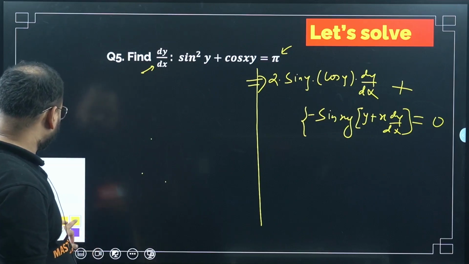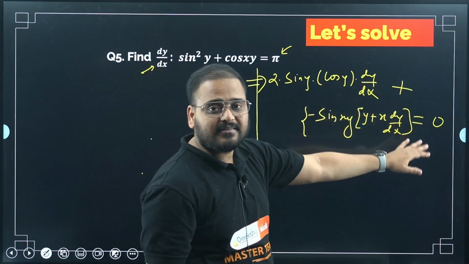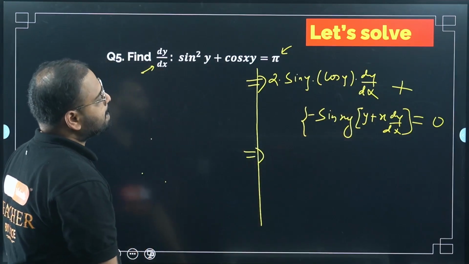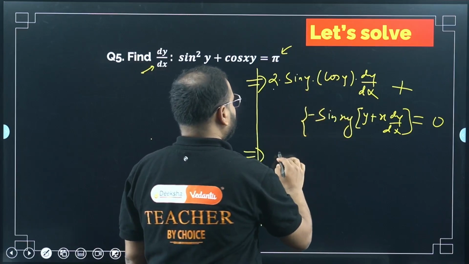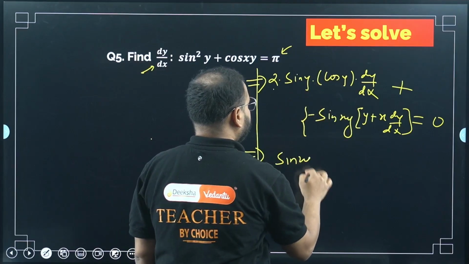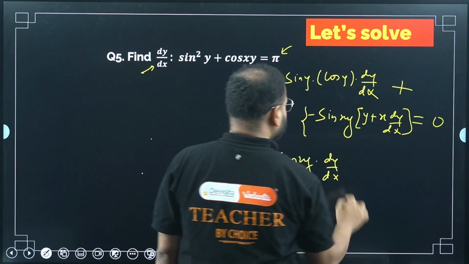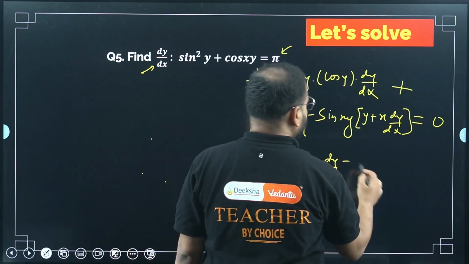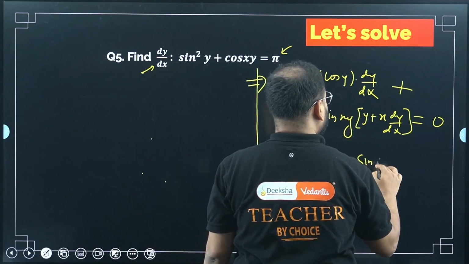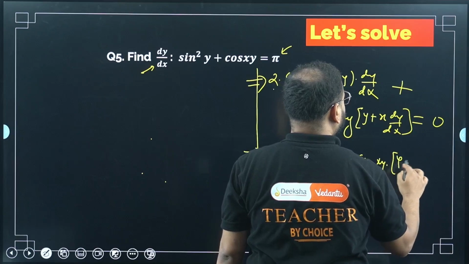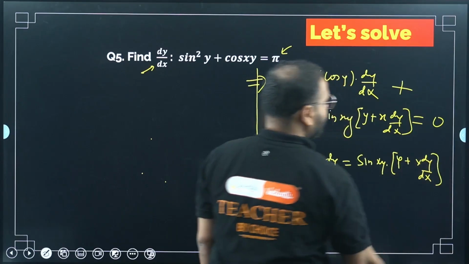Okay. Let's move on. Next step. So the negative part, I can move it on the other side. Okay, how will that look like? It will simply be 2 sine y cos y, which is what? Sine 2y. This is simply dy by dx. dy by dx equals to what? This will go on the other side, will become plus sine xy times y plus x dy by dx. Yes or no? Yes or no?